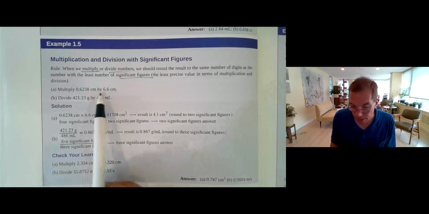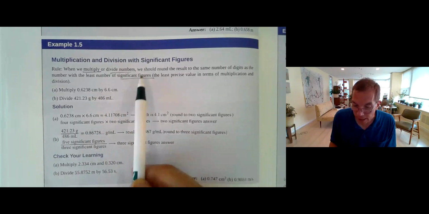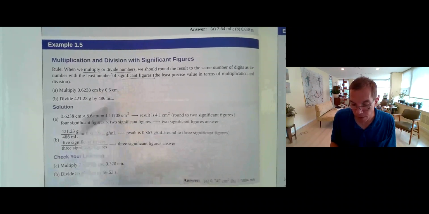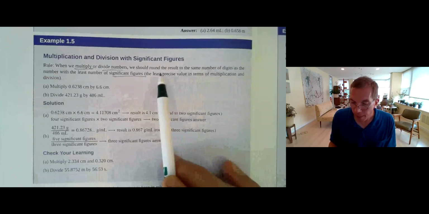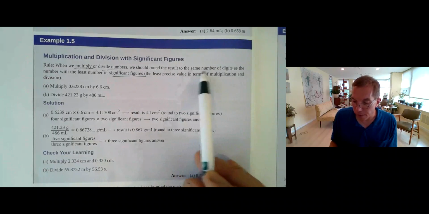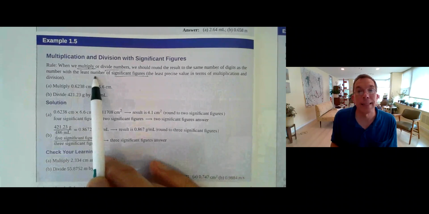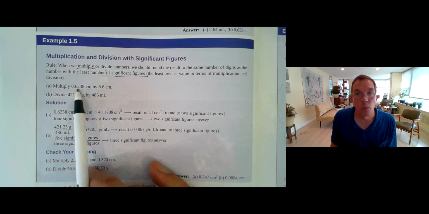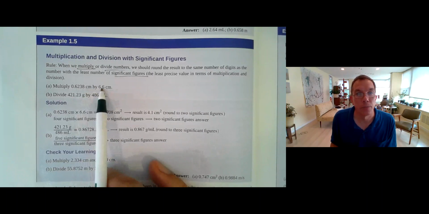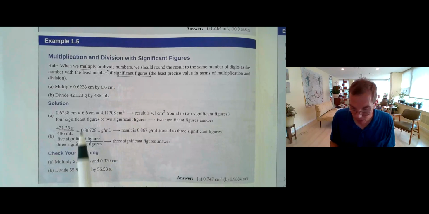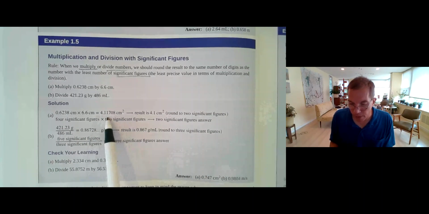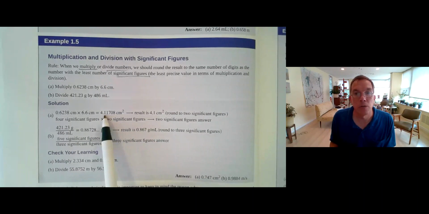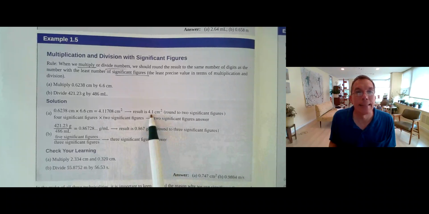So here we have 4 significant figures, here we have 2. This rule says that when we multiply or divide, so we're going to here multiply, we should round to the same number of digits as the number with the least number. So what's least between 4 and 2? 2. So we're going to round the answer to 2. So we just type this into our calculator and we get all these digits, but we're going to round to just 2 significant figures. Notice here, we don't care about the decimal places.